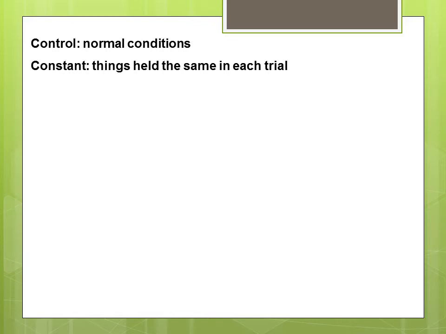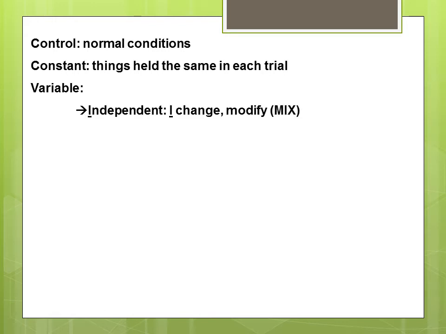Constants are the things that are held the same in each trial, and what you'll notice is there are a number of constants, because there should only be one variable. There's one thing you change in an experiment, and everything else should remain the same. If this is done well, then it is a controlled experiment. It's an experiment that is valid.